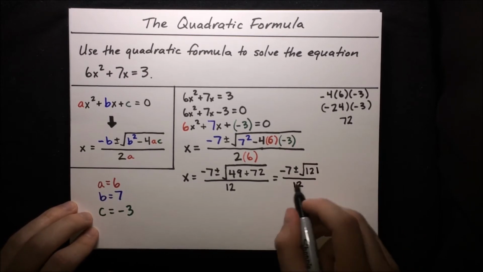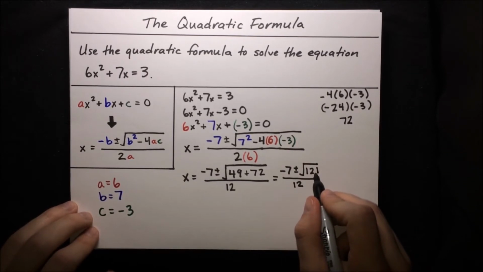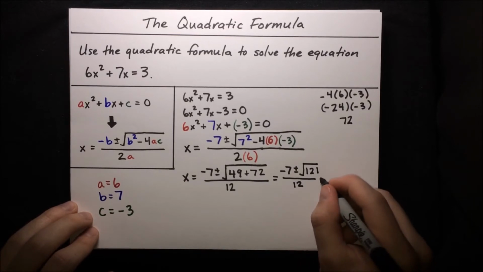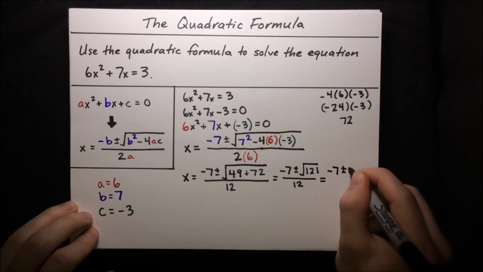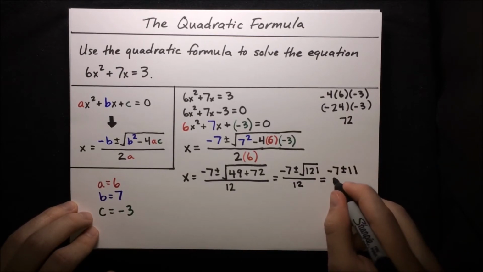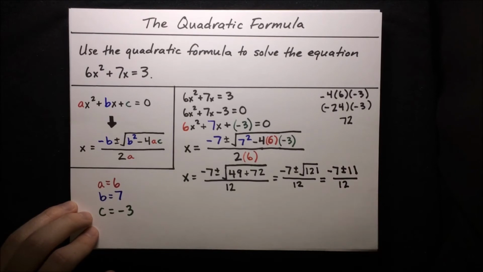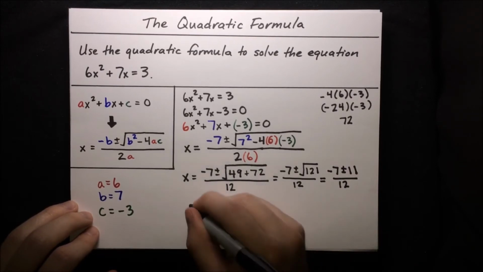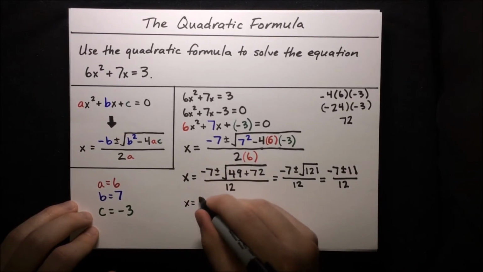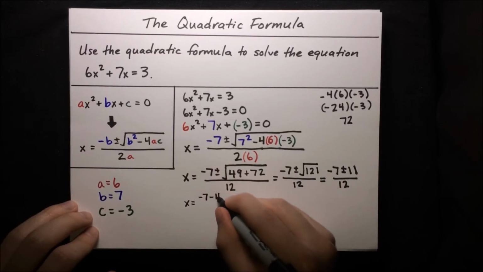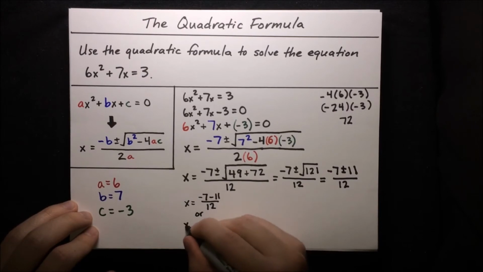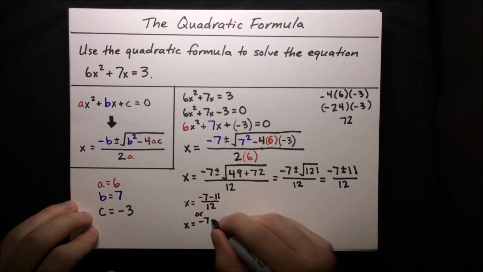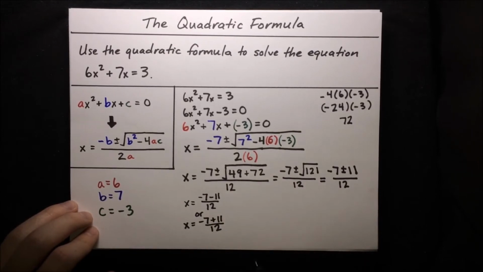We can simplify even further because 121 is a perfect square. 121 is 11 squared. So the square root of 121 is just 11. So we get -7 plus or minus 11 over 12. So we've got two solutions here. One solution is x equals -7 minus 11 over 12. And the other solution is x equals -7 plus 11 over 12. And let's just go ahead and simplify both of these results.